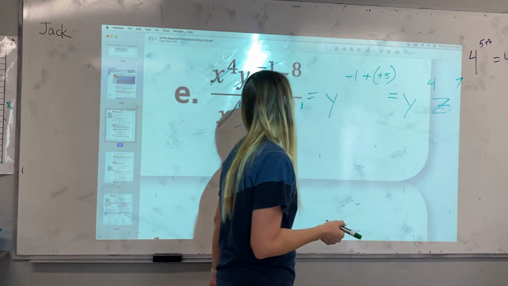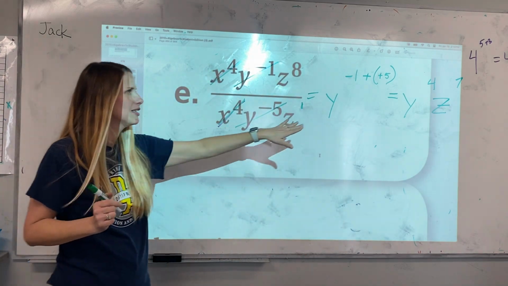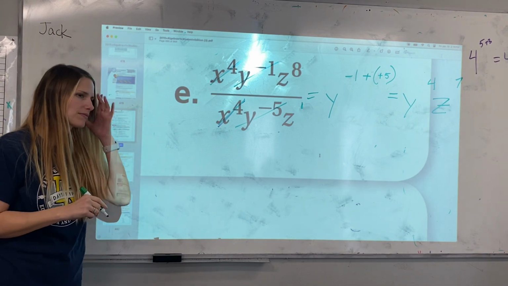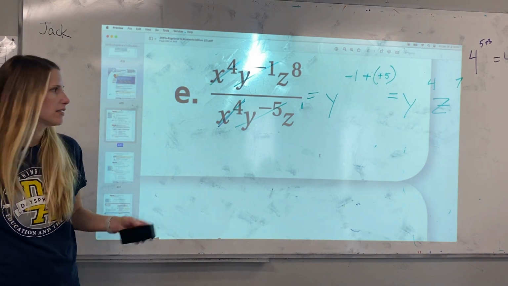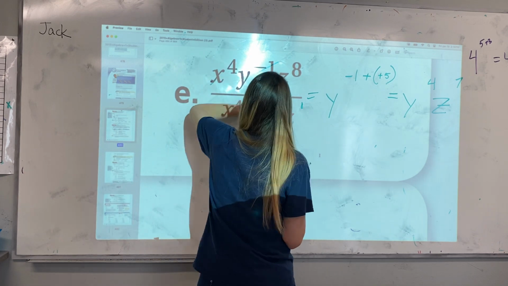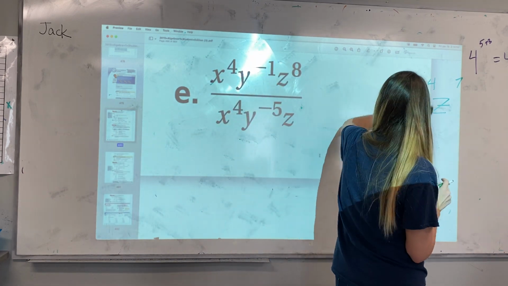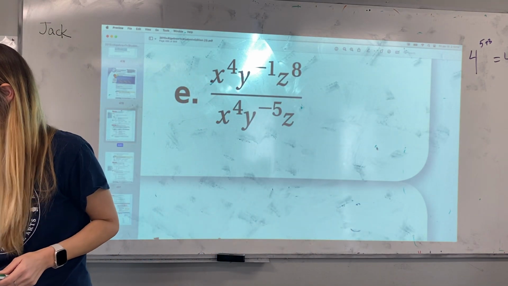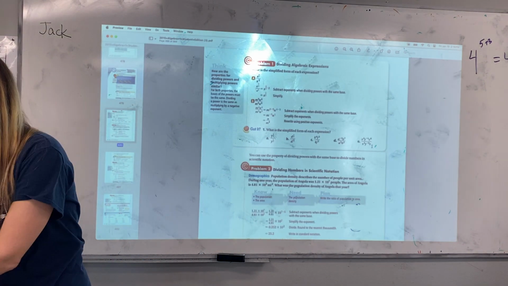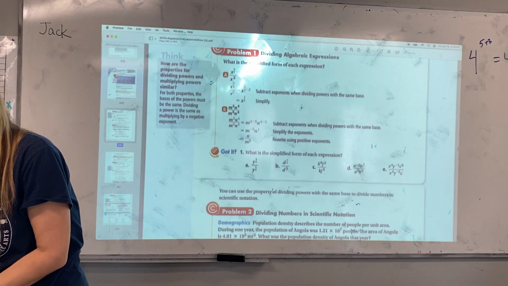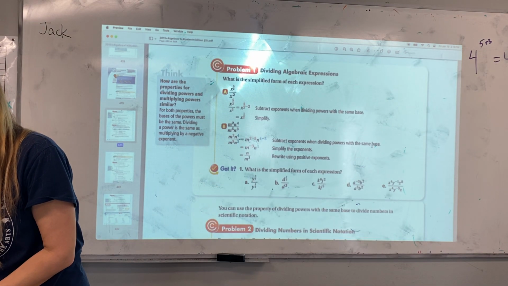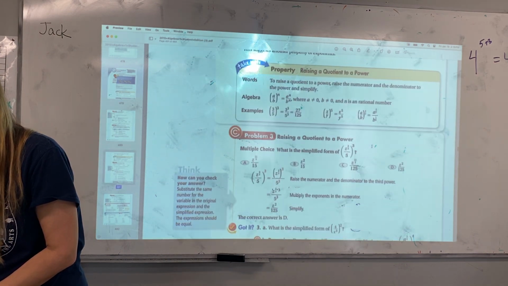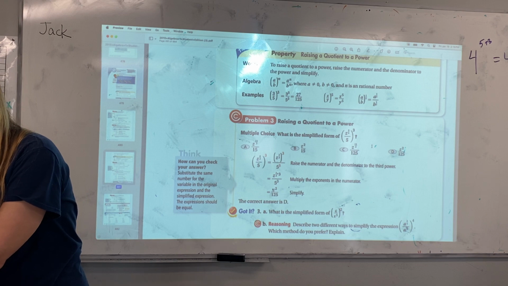Much prettier now, right? Super ugly. That's nice and pretty. All right, next part. I'm gonna skip the scientific notation for now.